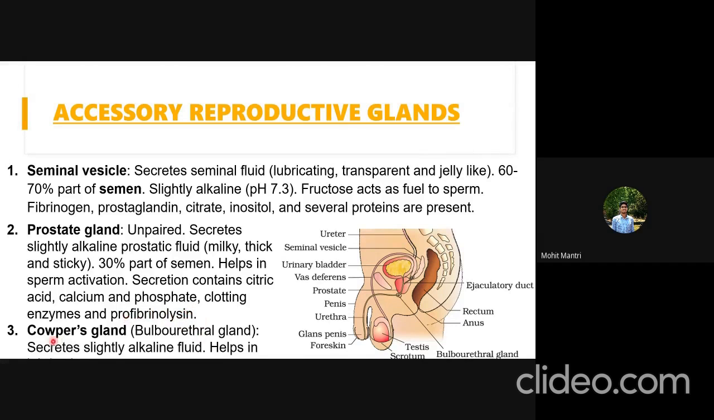Then comes the Cowper's gland, or bulbourethral gland. It is also present in a pair. As you can see here, this is a pair of bulbourethral glands, and it secretes a slightly alkaline fluid consisting mostly of mucus, and this helps in lubrication.